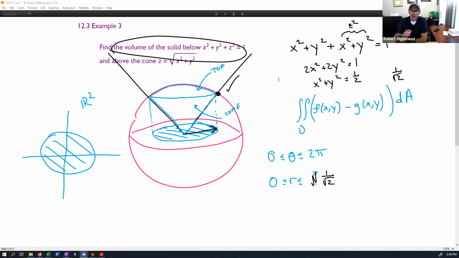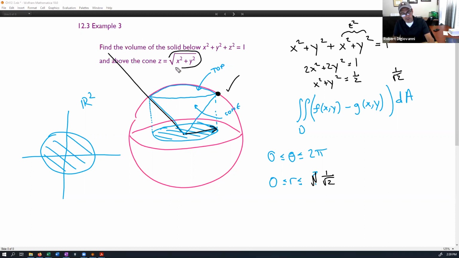I was able to talk with all groups about this, and I think the struggle was finding the radius of this region on the ground. Because it's a disk, it definitely goes from 0 to some radius. To figure out how far it goes out, you have to figure out where these two surfaces intersect one another. So you either set them both equal to z and then solve, or you can just take this value for z and plug it in right there.